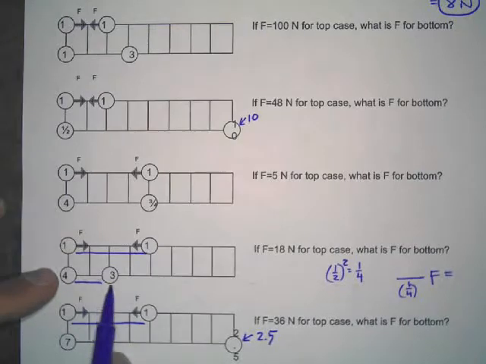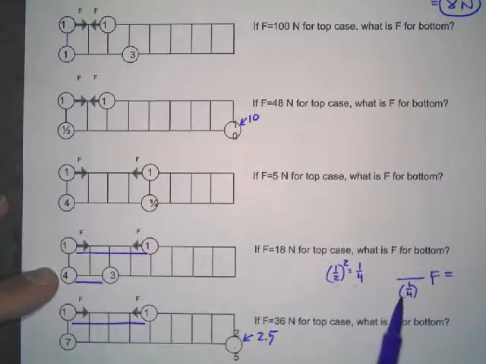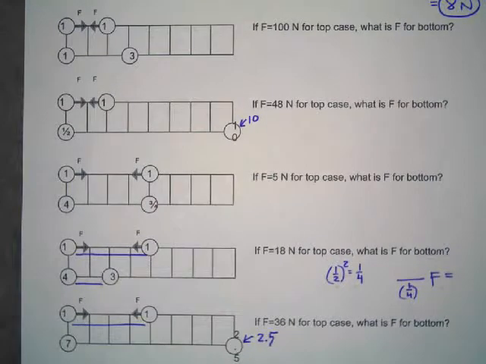So this is a little bit tricky because you're moving the objects closer together, and when you do that, the force gets stronger. So you should be dividing by the fraction 1/4. All right, I think that's enough of a hint.